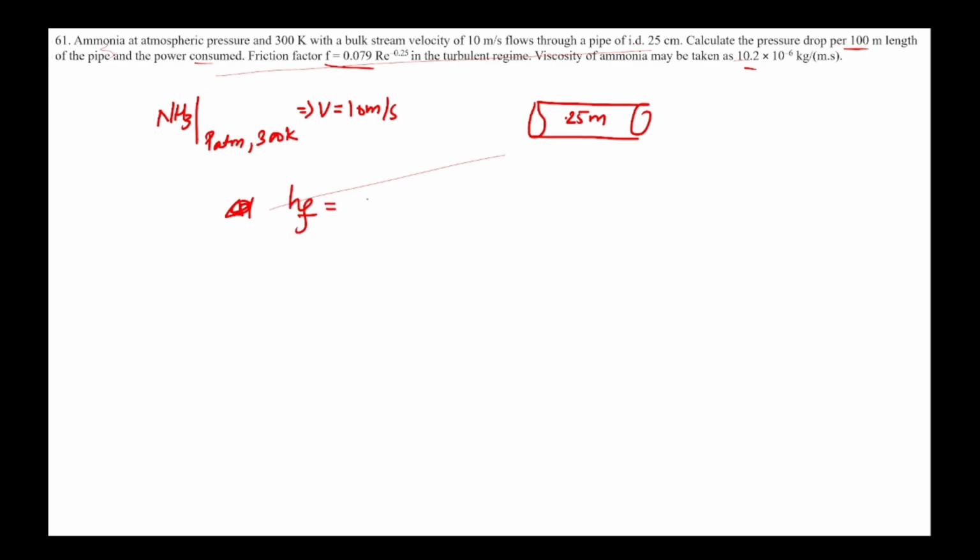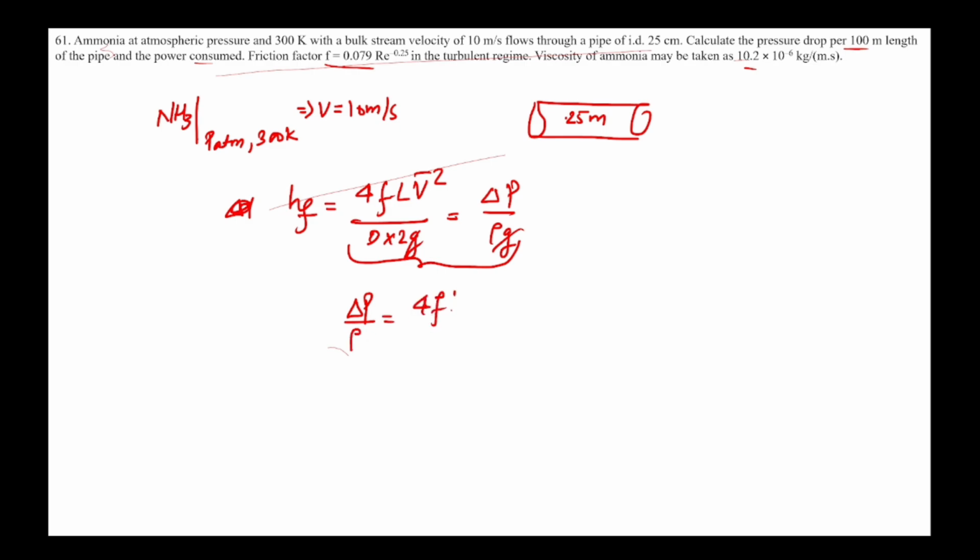So very first thing, HF is equal to 4FLV square by D into 2G, which is equal to del P by rho. Okay, take these two. You will get del P by rho is equal to 4FLV square by 2D. Now, F is equal to 0.079 into Reynolds number, rho Vd upon mu, to the power minus 0.25.